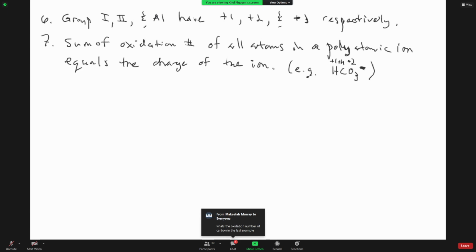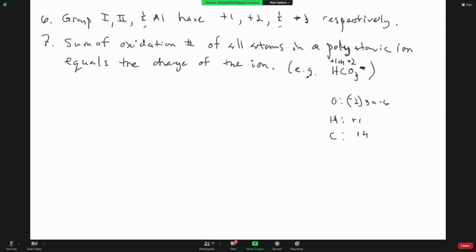+4. Oxygen was -2 times 3. That's equal to -6. Hydrogen is +1 by definition because it's not connected to a metal. And carbon then has to be whatever adds up to give it a -1 charge. So in this case, that's 4. 1 + 4 is +5, -6 is -1, right? -6 + 4 + 1 equals -1, which is the charge on our polyatomic ion.